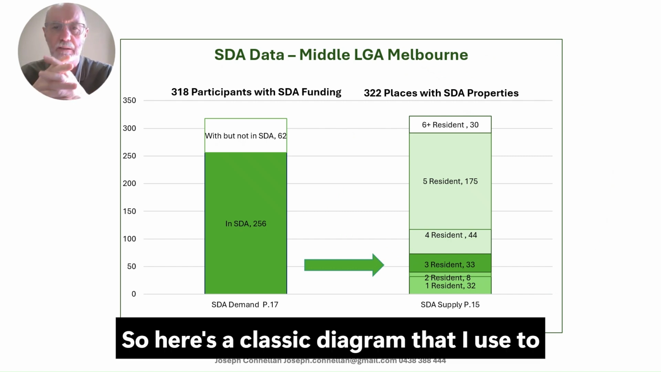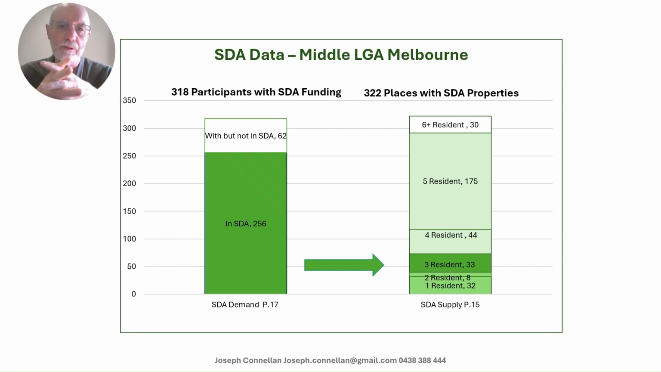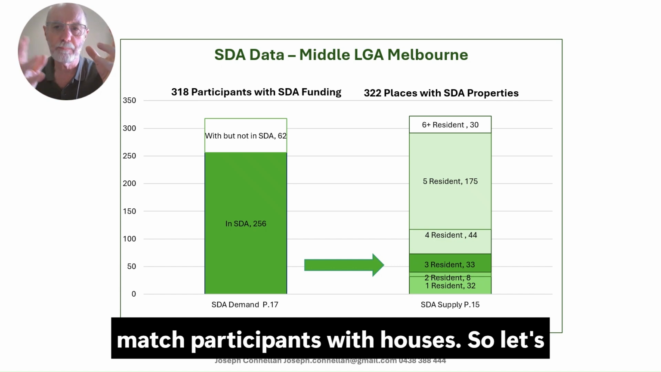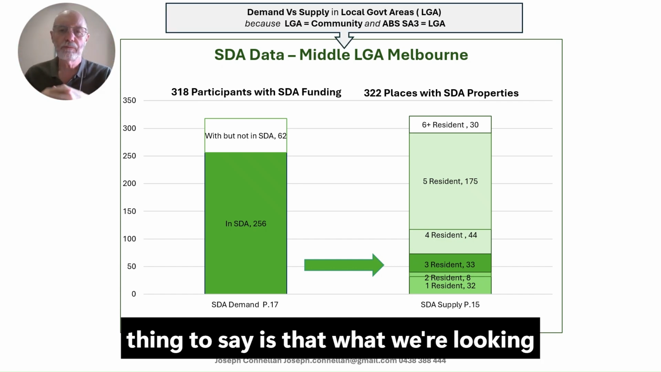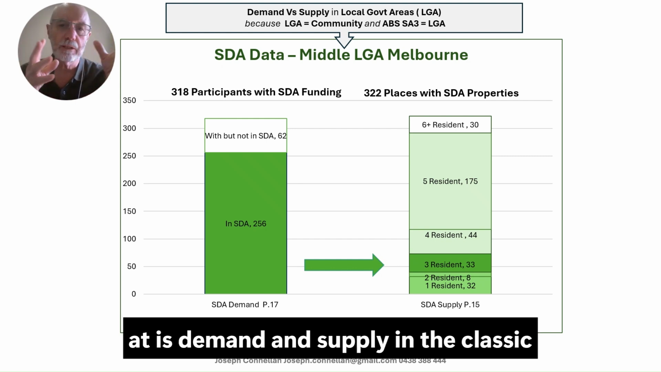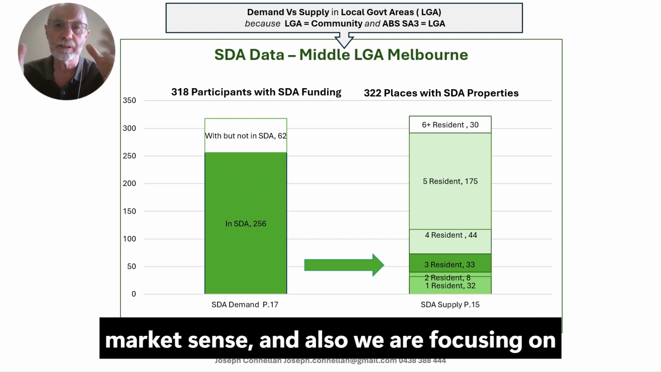So here's a classic diagram that I use to essentially match participants with houses. Let's just unpack that a bit. The first thing to say is that what we're looking at is demand and supply in the classic market sense, but we're also focusing on local government areas.